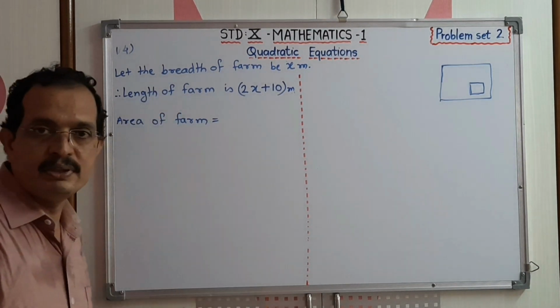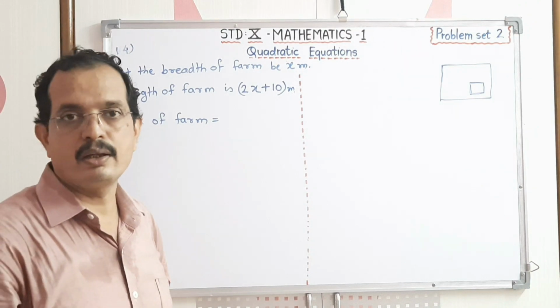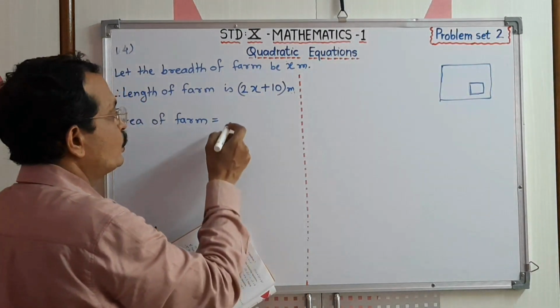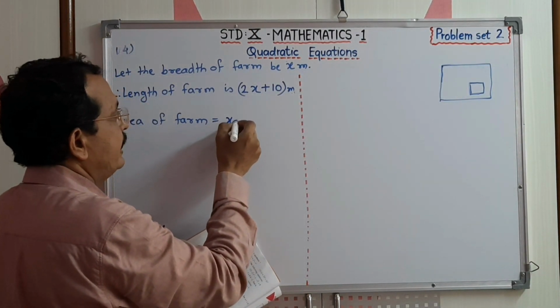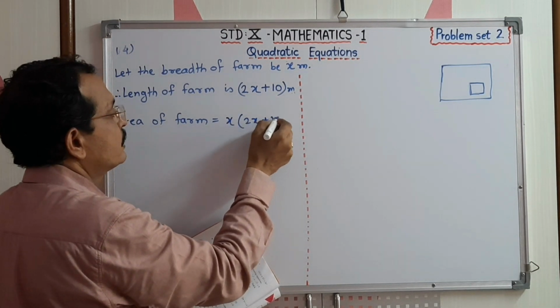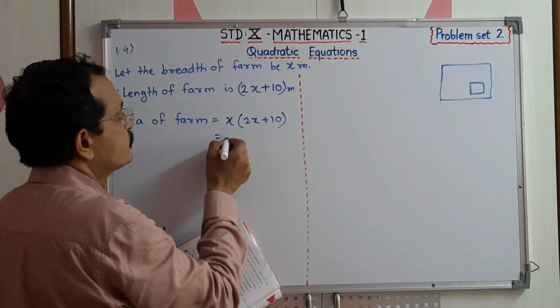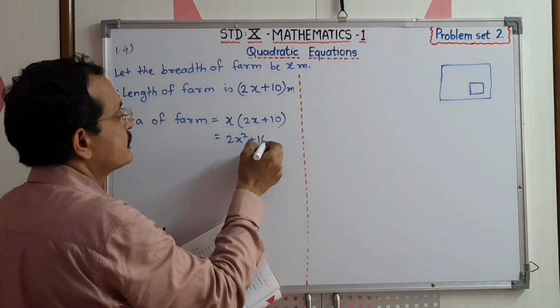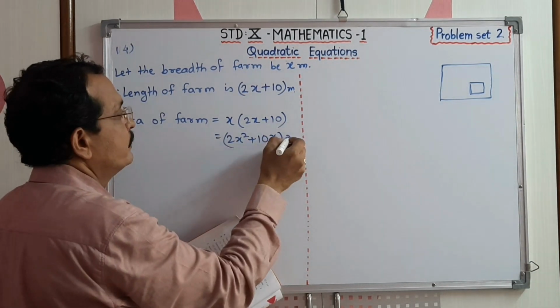Now, the farm is rectangular in shape, and the area of a rectangular farm is L into B. Therefore, the area is x into 2x plus 10. It is 2x square plus 10x meter square.